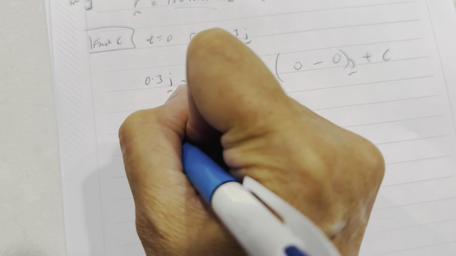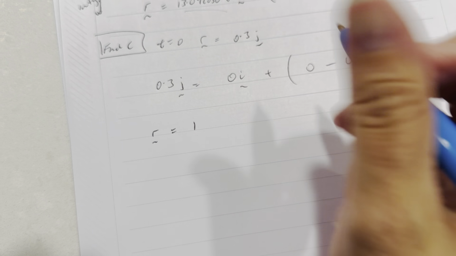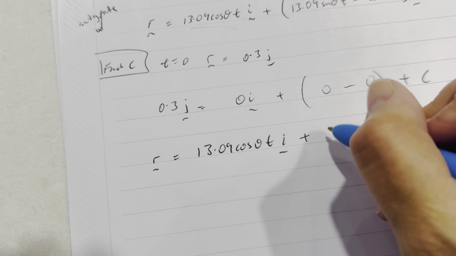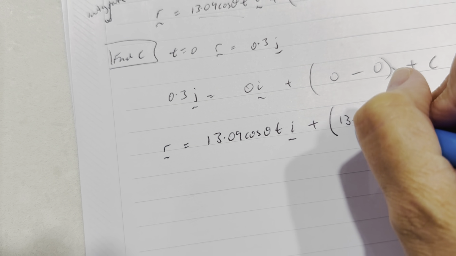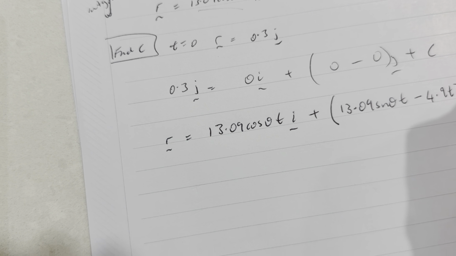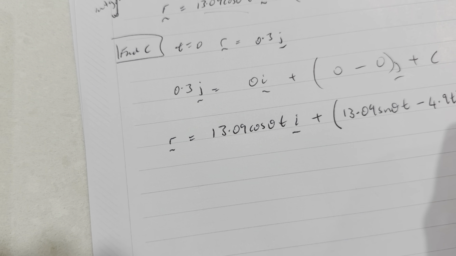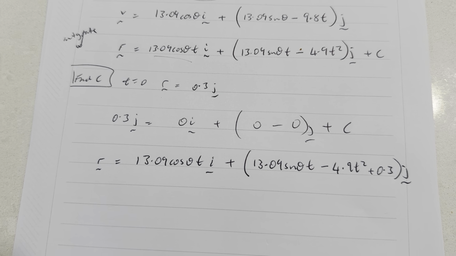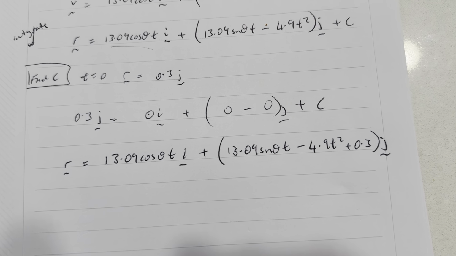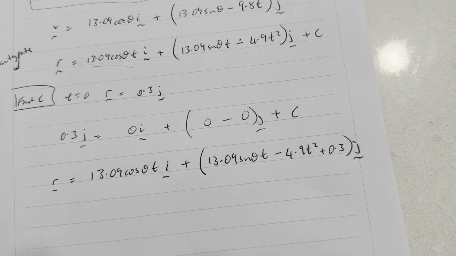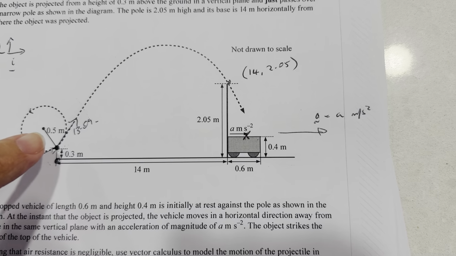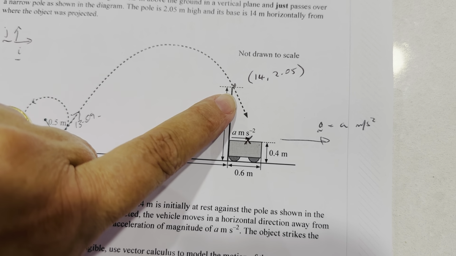So then we're going to get to R equals 13.09 cos theta Ti plus, I'm going to put the C in, so I'm going to have 13.09 sine theta T minus 4.9 T squared plus 0.3. That's my J. So I have my position vector happening now. So we've got in T and we've got theta of where we're going with that. We know a few things about our position vector. It goes and that's our point there, isn't it?